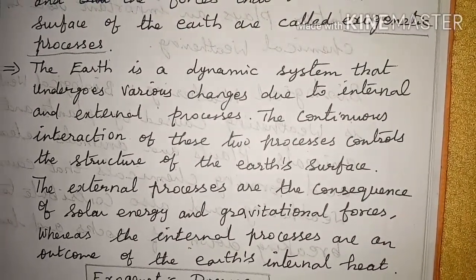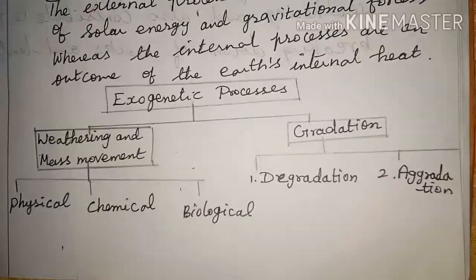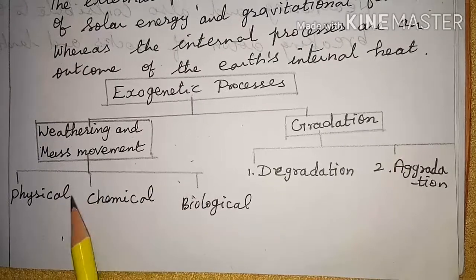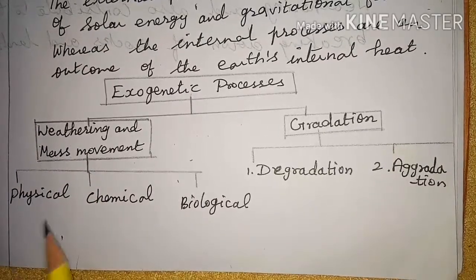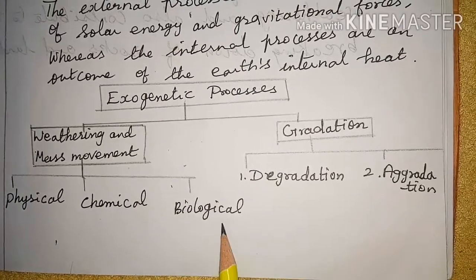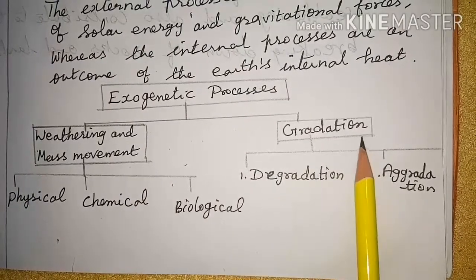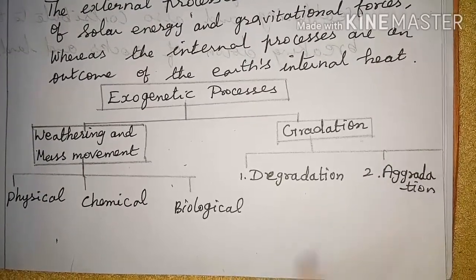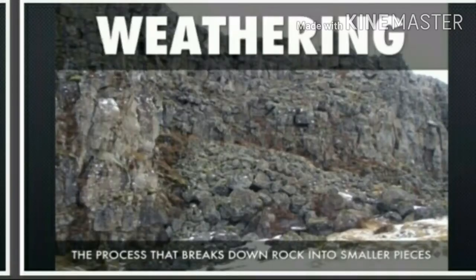The external processes are the consequence of solar energy and gravitational forces, whereas the internal processes are an outcome of the earth's internal heat. Exogenetic processes: weathering and mass movement. Here weathering is further divided into three types: physical weathering, chemical weathering and biological weathering. Gradation has two divisions: degradation and aggradation. Let us see about weathering.